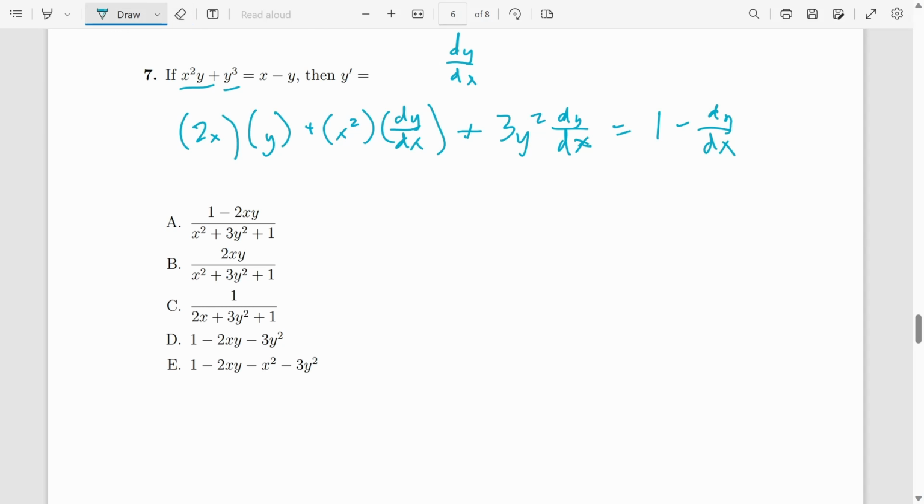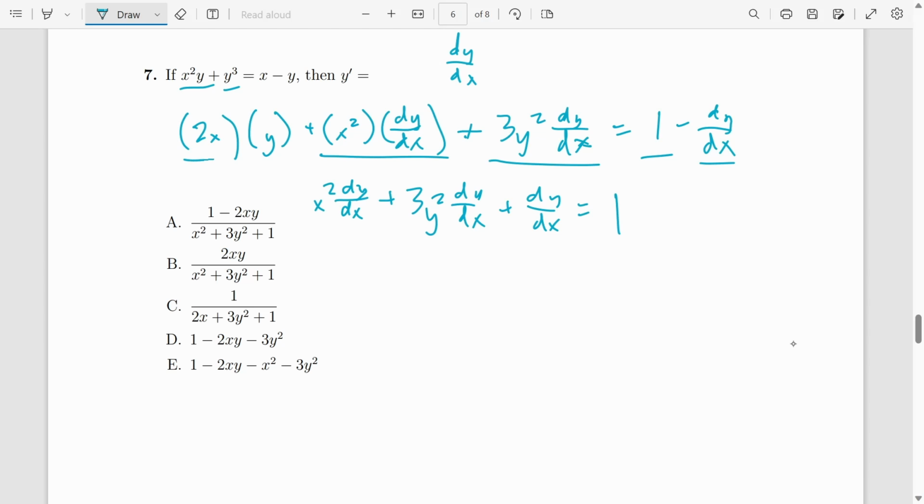So to solve for dy over dx, it's just like any algebra problem. You just get all of its terms on one side. So we have these terms to worry about. We can get them on one side. So this is x squared dy over dx plus 3y squared dy over dx. And then it would be plus dy over dx. We add dy over dx on both sides. And then that equals, let's see, we have this 1 still here, and then we subtract 2xy from both sides, so minus 2xy.